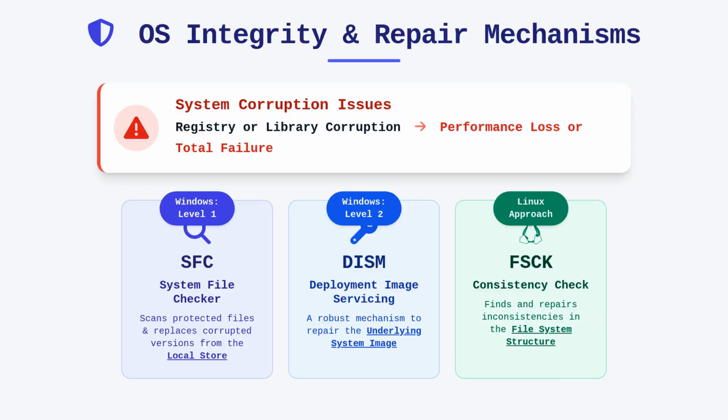In a Linux context, File System Integrity Checks, or FSCK, serve a similar purpose by finding and repairing inconsistencies in the file system structure. Ensuring the integrity of the operating system files is a fundamental task that must precede any higher-level troubleshooting efforts.